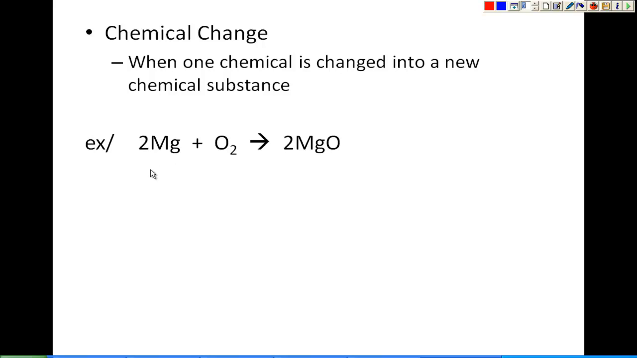So magnesium is going to have a certain melting point, a certain boiling point. Oxygen also has a certain boiling point as well. And magnesium oxide is going to have a melting point and a boiling point that is completely different from oxygen gas and magnesium solid metal. Okay, so these are all going to have completely different properties from one another.